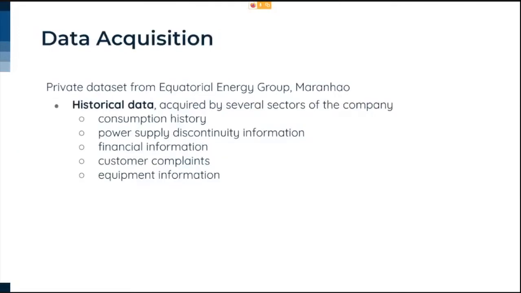So the first step of our method is data acquisition, which was performed on a private dataset from Equatorial Energy Group in the state of Maranhão. So this dataset contains historical data acquired by several sectors of the company, which consists of consumption history, power supply discontinuity information, financial information, and customer complaints, and also equipment information.